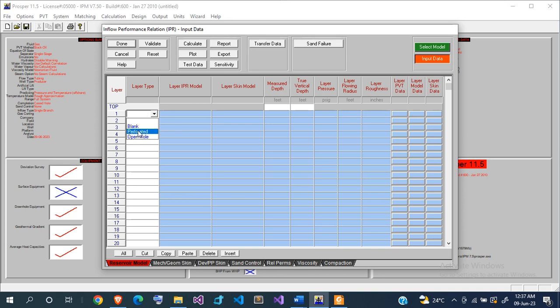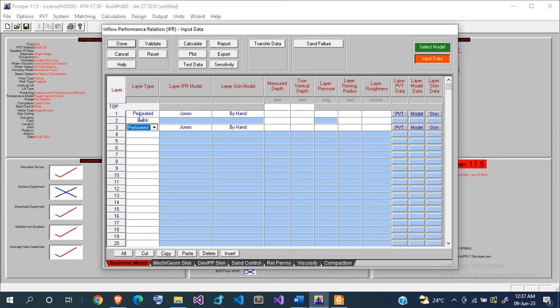So the first one is perforated layer. The second one will be a blank layer to denote the separation between the upper and the lower section. Then the third one is also a perforated layer. So this is my upper layer, this is my lower layer, and this is just that separation between the upper and the lower layer, right? So I think that should be enough.